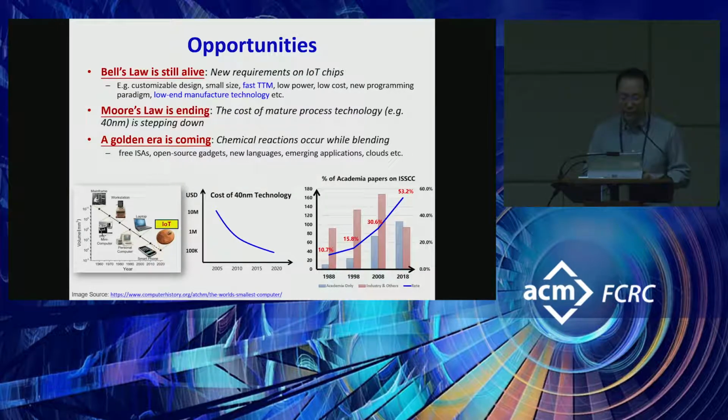So we can see that a golden age is indeed coming. Many chemical reactions occur when we blend free ISA, open source tools, new languages, emerging applications, and clouds. Next, I will show what kind of reactions can occur.